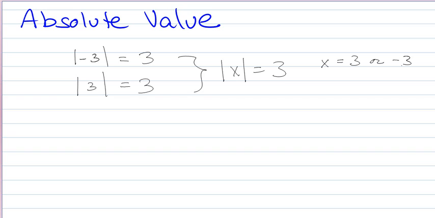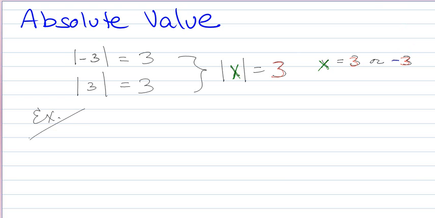Stare at this until it makes sense, because if this doesn't make sense, then nothing from now on is going to make sense in this particular section. So what I did is I took whatever was inside the absolute value, and I said it was equal to this, or it was equal to negative this. Okay? So we'll see how this applies in our algebra problems.